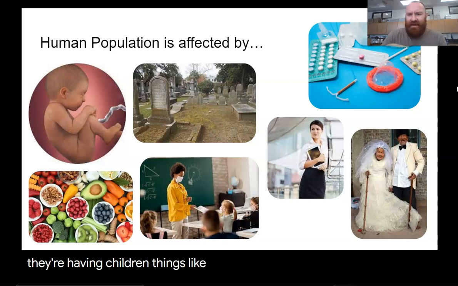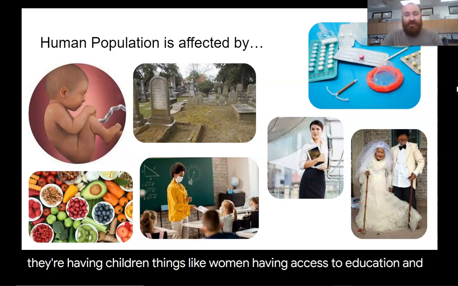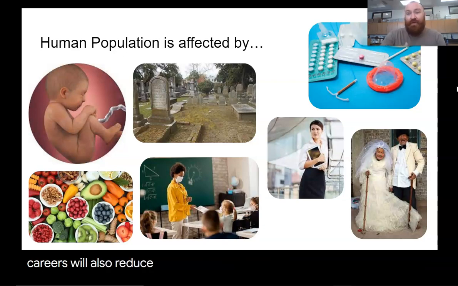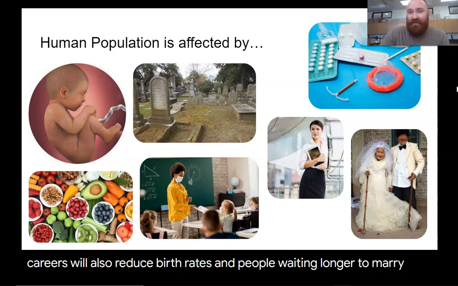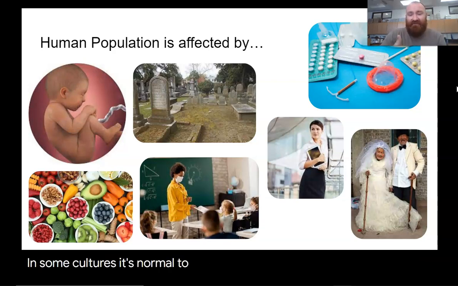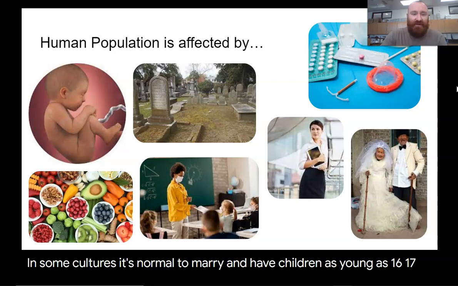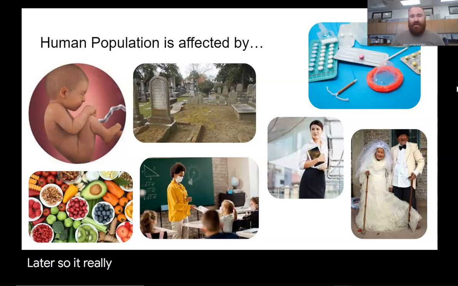Things like women having access to education and careers will also reduce birth rates, and so will people waiting longer to marry. In some cultures, it's normal to marry and have children as young as 16, 17. In other cultures, it's generally later. So it really just depends where you are. So all of these things affect our population growth.